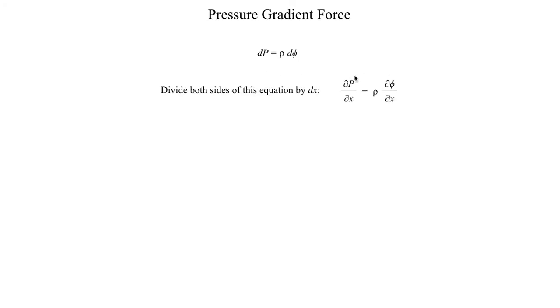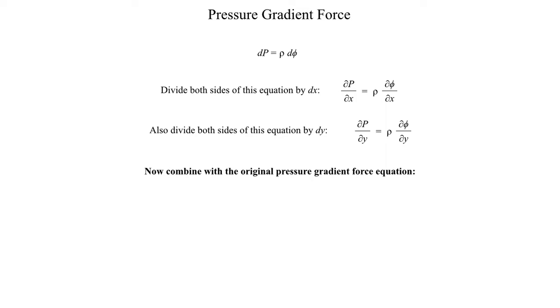And if we do that, we get a result that looks something like this, where we get partial p with respect to x is equal to rho times partial phi with respect to x. And if we do the same thing for the y direction, we get partial p with respect to y is equal to rho times, or density times, partial phi with respect to y. Now, we have a dp dx here and we have a dp dy here, which are two terms that we had in the pressure gradient force we worked with in the previous segment.